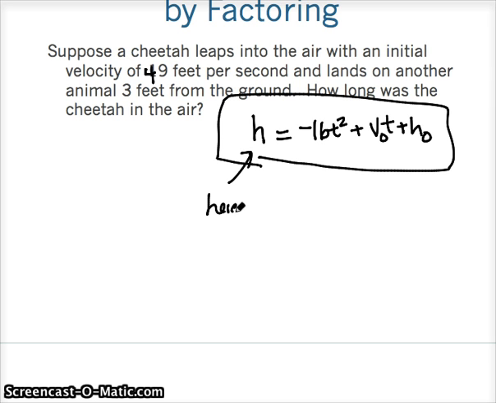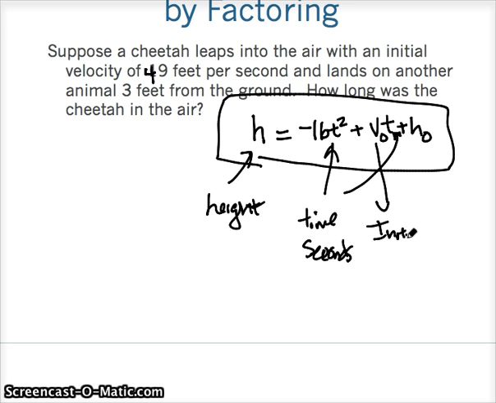H is the height at a particular time. T is the time in seconds, the same t as this one over here. They're the same variable. Right here, v naught or v sub 0 is the initial velocity. And finally, h naught or h sub 0 is the initial height. So basically what we need to do is use this information to fill in this equation and see what we got.